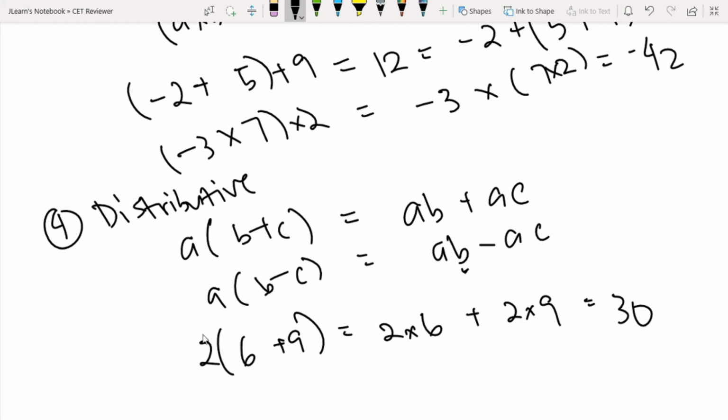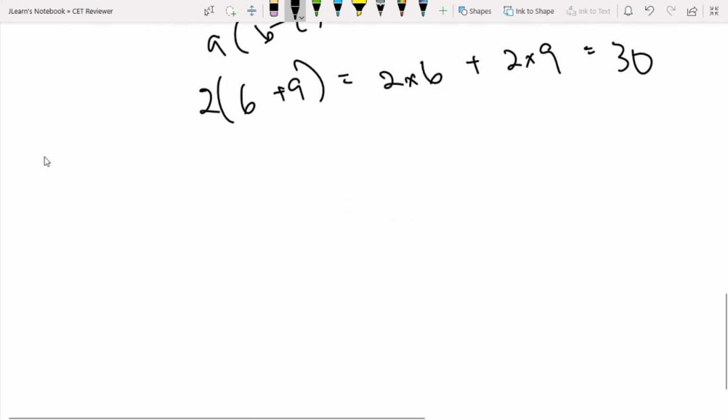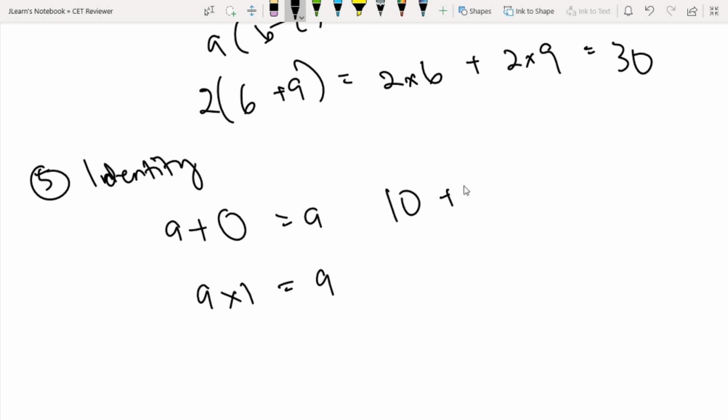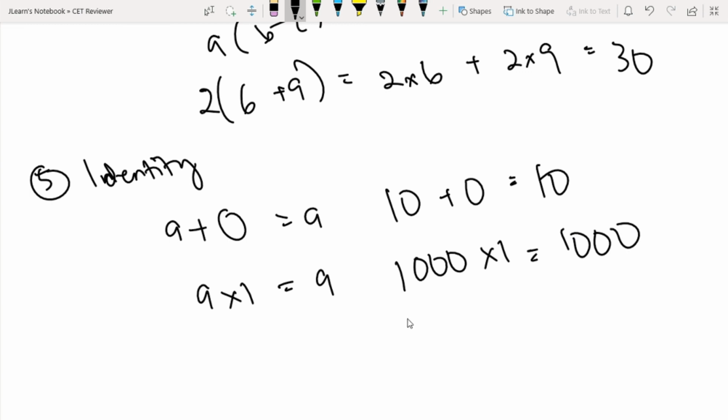So, the next is identity property. No? So, identity. Okay? So, basically, kapag ka A plus 0, equal pa rin sa A, no? So, sa multiplication naman, 1, no? So, A times 1 ay equal sa A. So, kahit anong number, kunyari, 10 plus 0 equal pa rin sa 10. Then, kunyari, 1,000 times 1 equal pa rin sa 1,000. Okay? So, yun yung identity property.